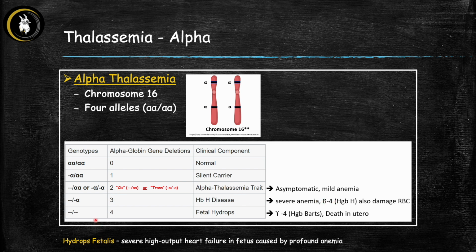And the final form is the most severe. It's when all 4 alleles are deleted, and this is essentially incompatible with life and usually causes fetal death even prior to birth. What happens here is that since there's no alpha globin at all during the fetal period, the remaining chains, which in this case are going to be the gamma globin chains, are going to form tetramers. So we're going to get these gamma globin tetramers, which is known as hemoglobin Barts. And this hemoglobin is not functional and it can't carry oxygen well. So this is going to lead to a massively profound anemia and a secondary high output cardiac failure, and this condition is called fetal hydrops or hydrops fetalis, and unfortunately this is usually not compatible with life and leads to death in utero.